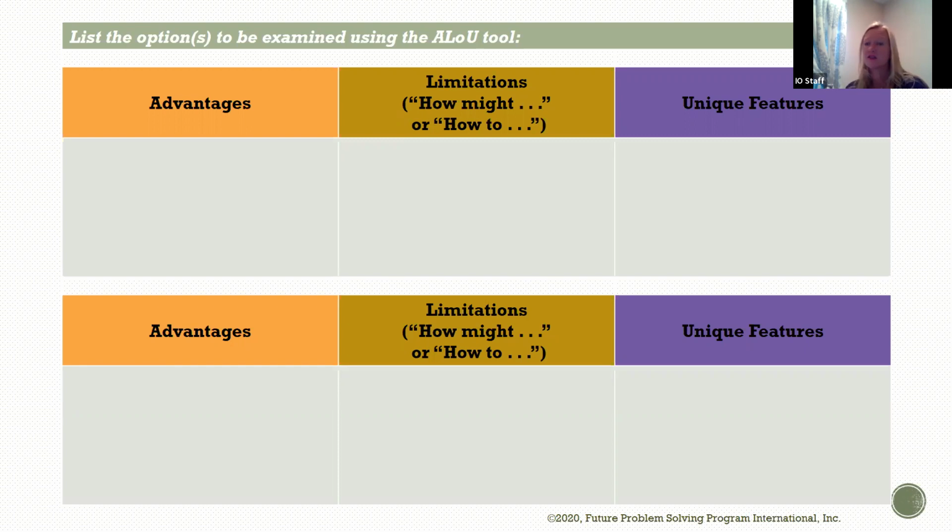So the A stands for advantages. What are the advantages of this idea? The L and the little o stands for limitations. So the limitations might be those barriers that prohibit this solution from being chosen, but then we also want to focus on the little o, and that's how might we overcome those. So even though we're identifying possible barriers, we really want to think ahead and say, okay, well, what can we also do to overcome those? And then the U is unique features. What makes this idea really stand out? And that might look different for each idea.